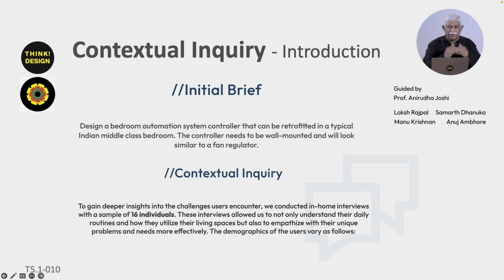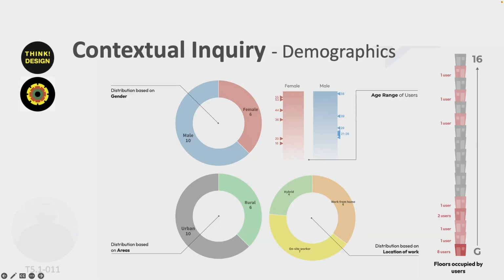Okay, and they used the method of contextual inquiry to gain more insights into this. So they conducted user interviews with a sample of 16 people at their place. They went to these different apartments. This was in the city of Mumbai. They collected both demographic information as well as collated the information that they got through talking or conversing with them. The information collected through demographics is represented here.